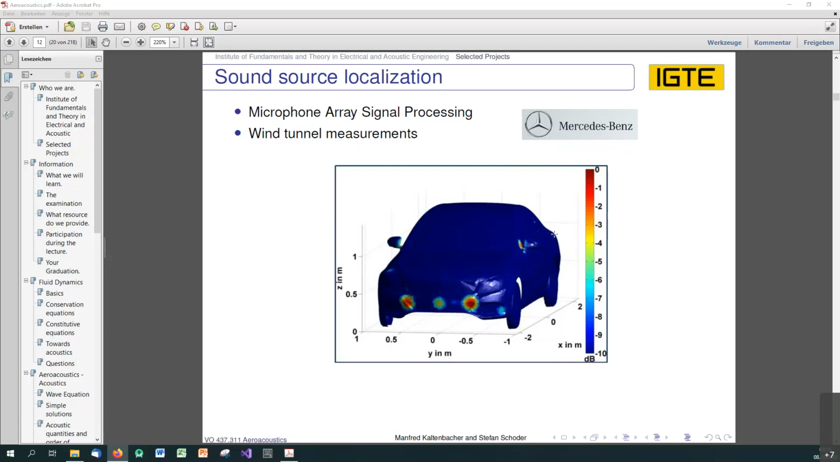And we will cover how to do sound source localization in the third chapter of the course. It's about the measurement technology. Have you any specific questions on that?